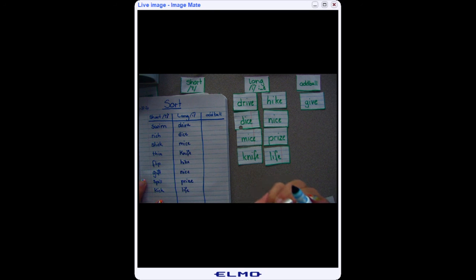And my oddball is give. Remember, it has that silent E. But it makes a short vowel sound, so therefore, it is not one of our words.